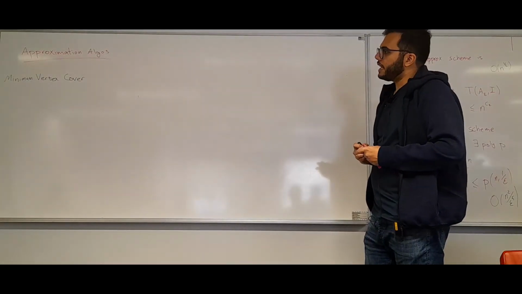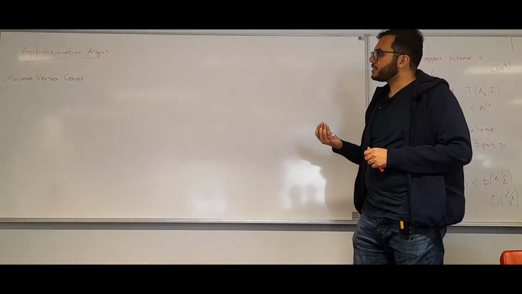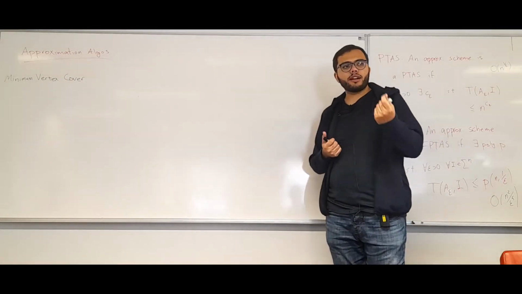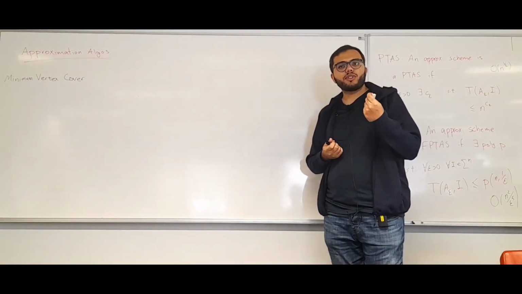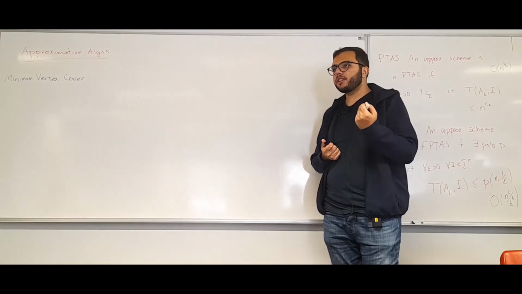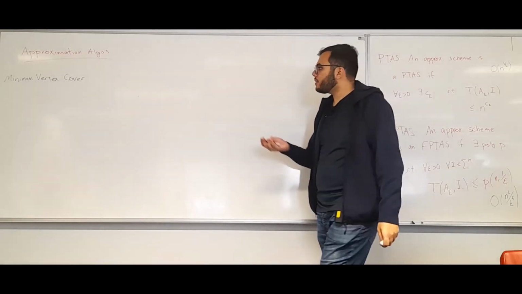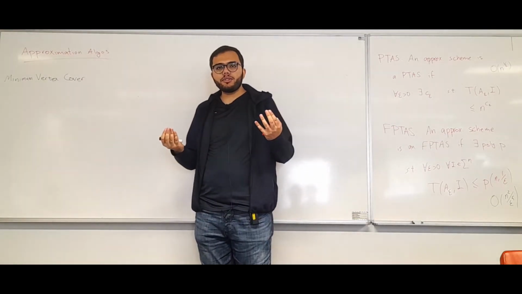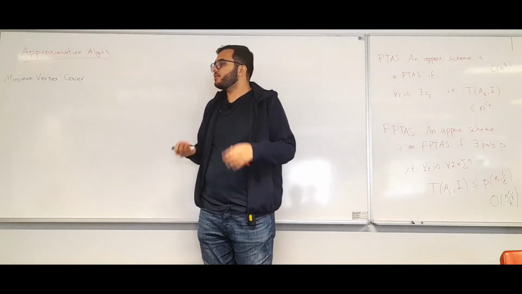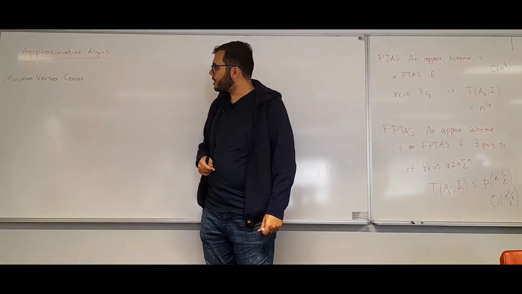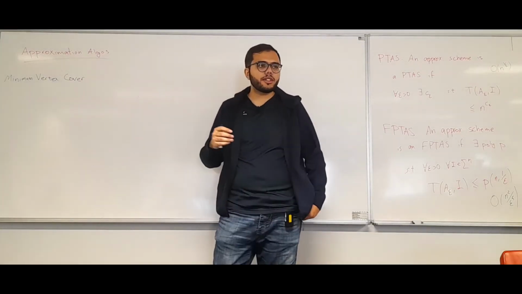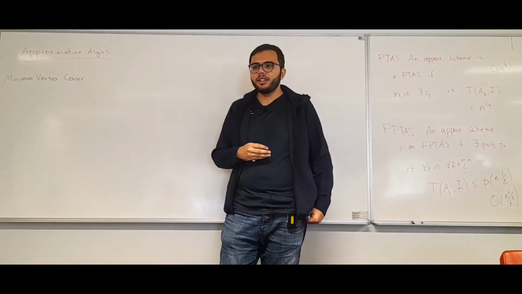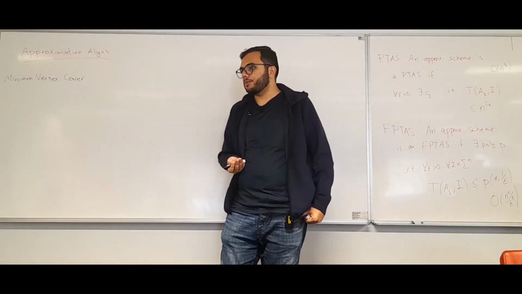Now, again, the difference with the parameterized case is that in the parameterized case, we had some parameter K, and we just wanted to decide whether we have a vertex cover of size K or not. Here, we don't have a parameter. We just have some graph as the input, and we want to figure out the size of the smallest vertex cover, and of course, it's NP-hard. So we want to approximate it.